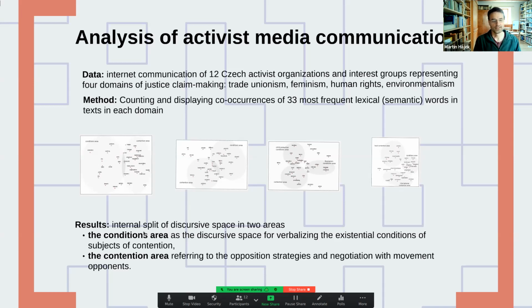And the structure is that they distinguish, or they talk about two different things in their discourse, and they separate these talks. And the first is condition area, and in condition area there are communications or messages or text that verbalize or that refer to existential conditions of subject of this justice claim making.